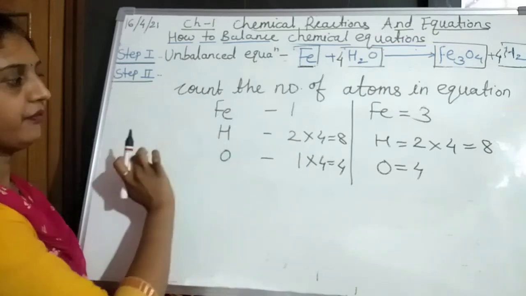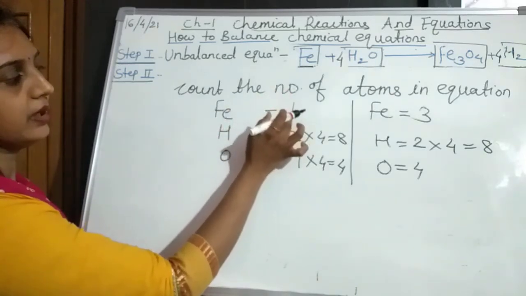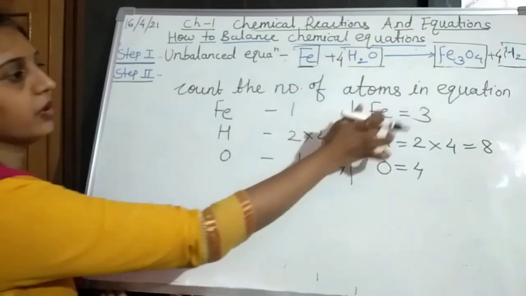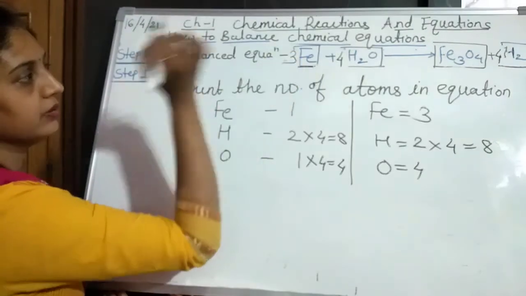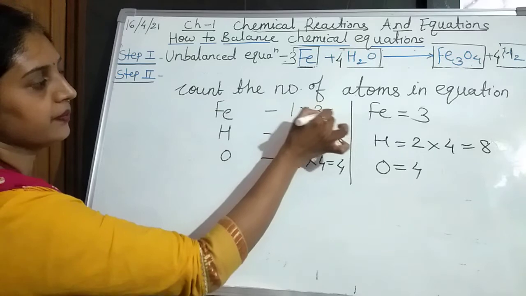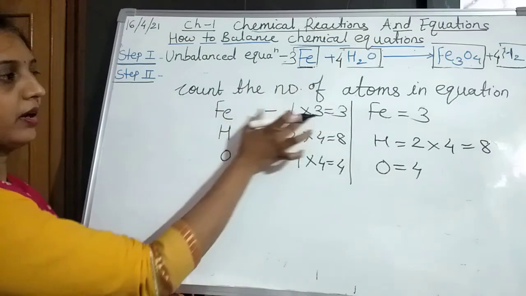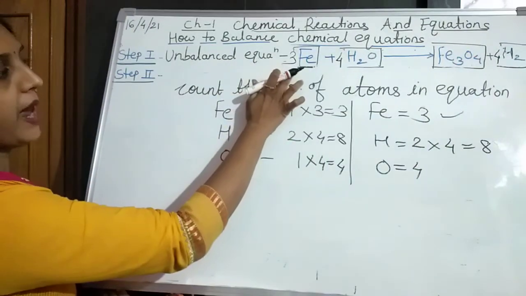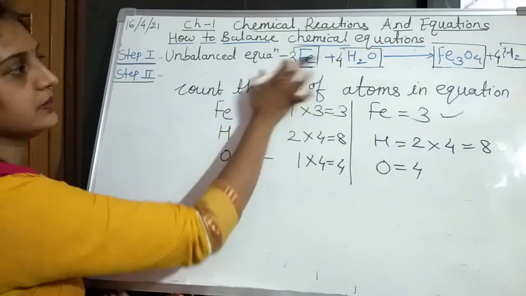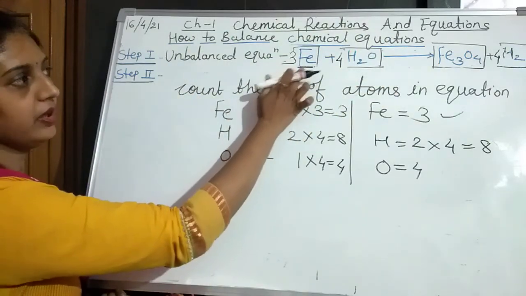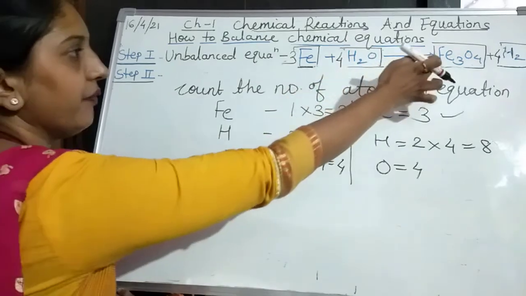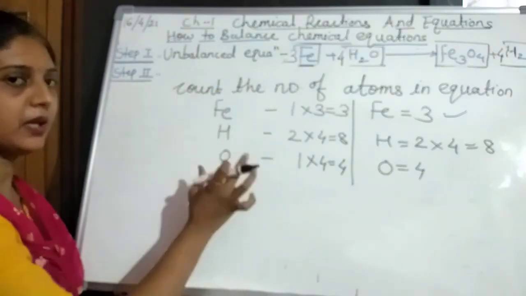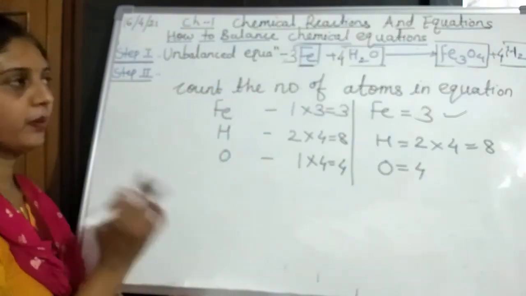Then we see for the Fe. There is 1 atom of iron on the left hand side and 3 atoms of iron on the right hand side. So we have to write here 3 and multiply it by 3. Then there are 3 atoms of iron on the left hand side and 3 atoms on the right hand side. So this is the balanced chemical equation: 3Fe plus 4H2O gives Fe3O4 and 4H2. This is the balanced chemical equation having the same number of atoms on both sides of the equation.